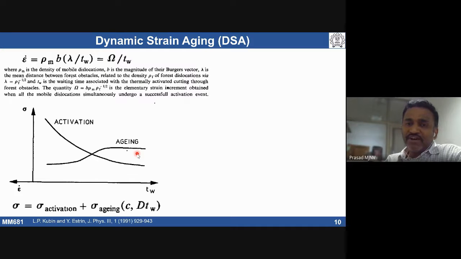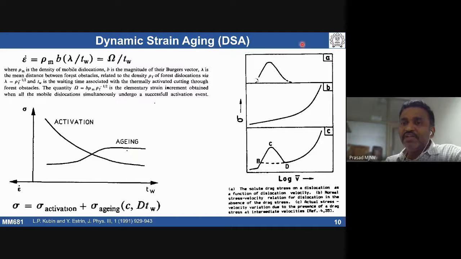Another way people have explained this is stress as a function of dislocation velocity. Dislocation velocity is going to increase with increasing rate of deformation, according to the Orowan equation: strain rate is equal to rho b v. With increasing strain rate, one can expect an increase in dislocation velocity. So what happens with increasing strain rate? The stress is going to increase.